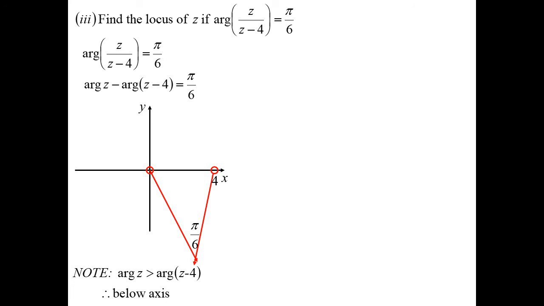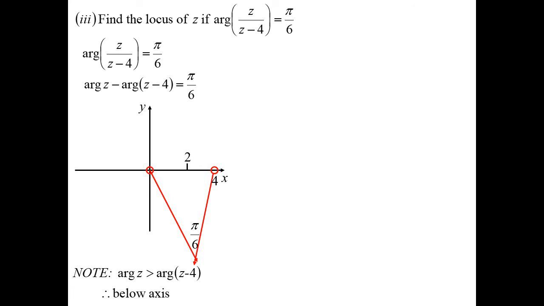Now, because I know this is going to be an arc of a circle, then the line joining 0 and 4 must be a chord. The next thing I notice, it's all about circle geometry here. The perpendicular from the centre bisects the chord. So if I want to find the centre of the circle, I know that the line from the centre will go through the midpoint of the chord.